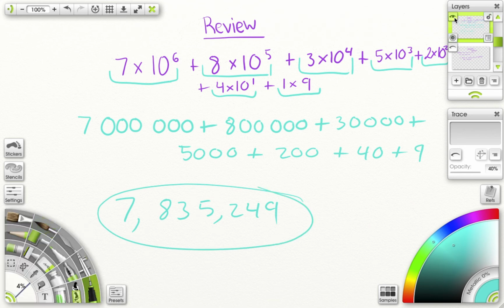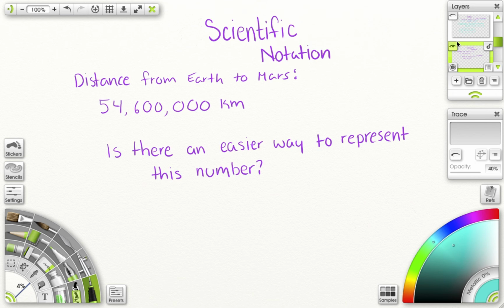All right. Now, here's a problem for you. The distance from Earth to Mars is over 54 million kilometers. Is there an easier way to represent this number? Because writing out 54 million takes time, and there is an easier way to do it.